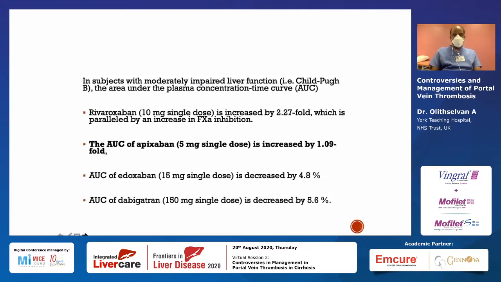So just put it together. What we know is in Child's B, the area under the curve concentration is significantly affected: in rivaroxaban 2.27 times, edoxaban quite high at 4.8, and dabigatran as well. The AUC of apixaban, we're talking about a 5 milligram dose, not a 10 milligram dose, is not much affected in Child's B status. So in Child's B status, only apixaban seems to be safe.